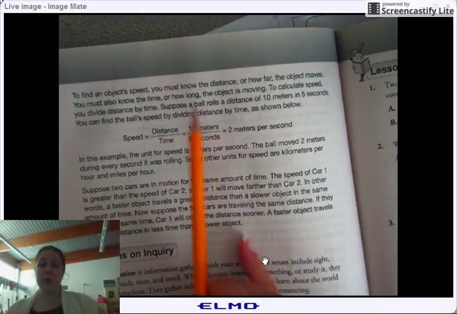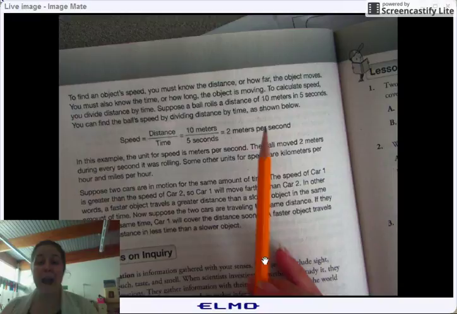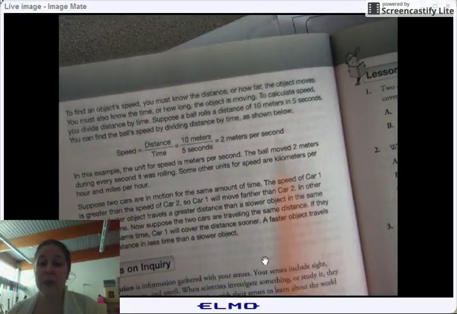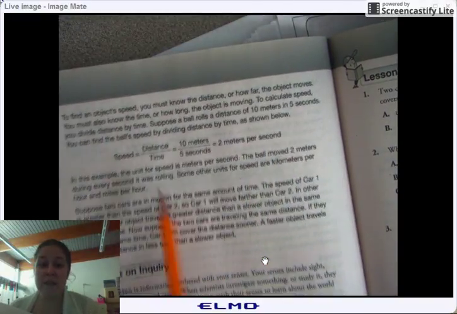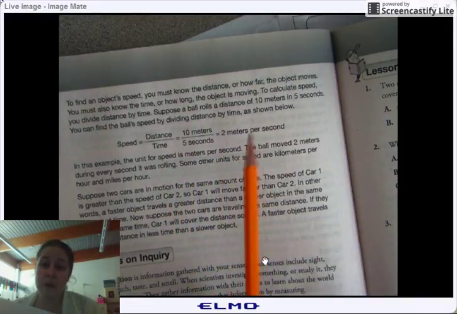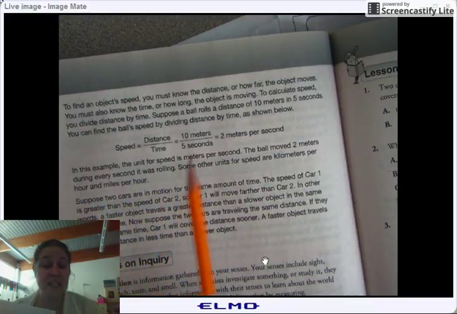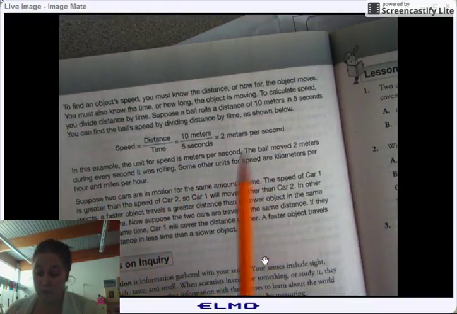To find an object's speed, you must know the distance, or how far the object moves. You must also know the time, or how long the object is moving. To calculate speed, you divide the distance by time. Suppose a ball rolls 10 meters in 5 seconds. You can find the ball's speed by dividing distance by time, as shown below.